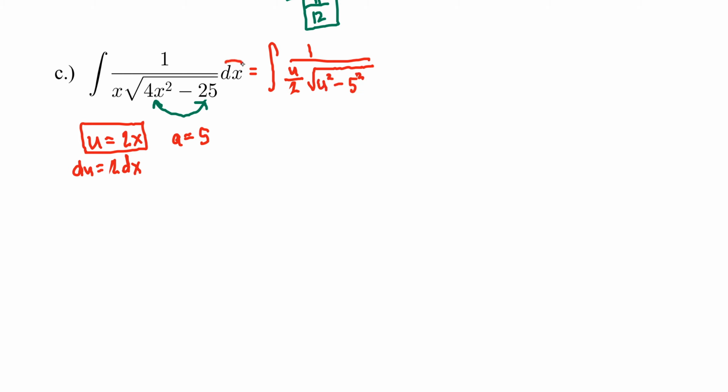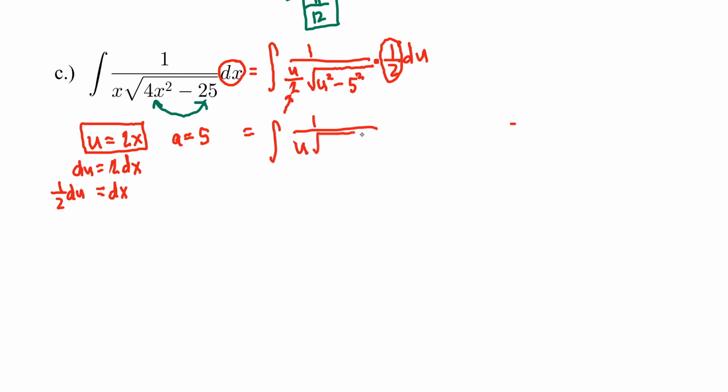Now, we do have this dx term left over. We need to isolate dx. Clearly, we can replace that with 1/2 du. So let's go ahead and simplify. Notice right here we have a 1/2 divided by a 1/2 right here. Those are going to cancel, and we end up with 1 over u times the square root of u squared minus 5 squared du, which is our exact inverse secant formula.